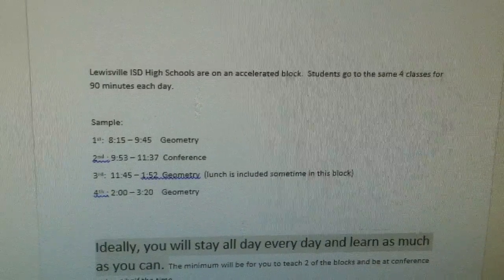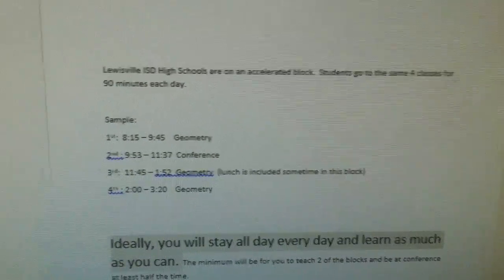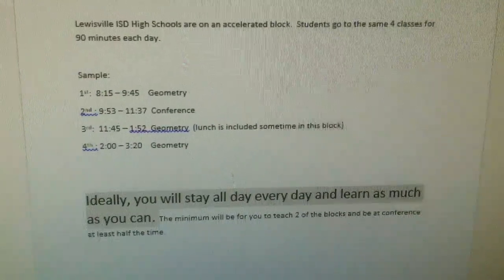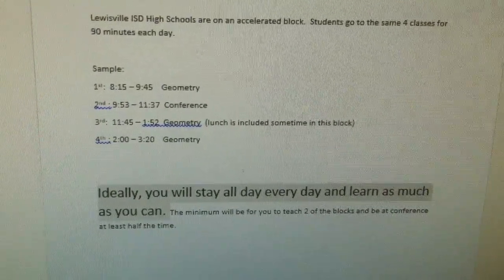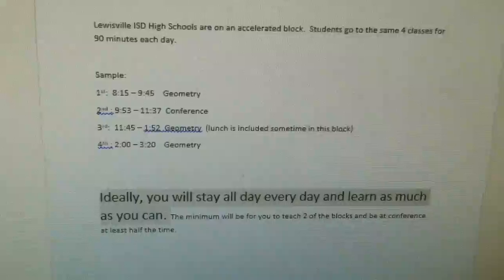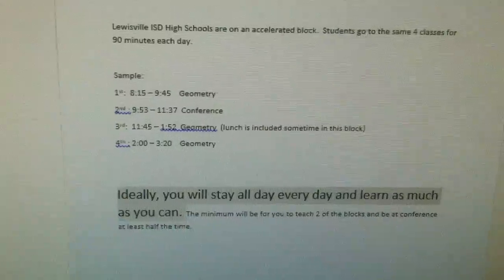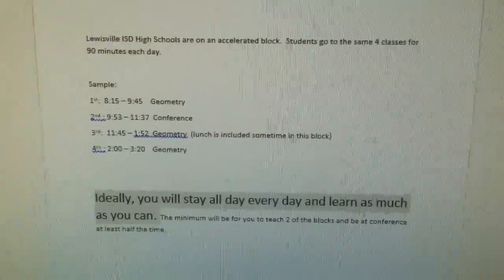All right, let's look at Lewisville High School. Lewisville High Schools are on an accelerated block. Students go to the same 4 classes for 90 minutes each day. Here's a sample schedule for a Lewisville teacher. Ideally, you'll stay every day, all day, and learn as much as you can. But in Lewisville High Schools, the minimum will be for you to teach 2 classes and be at conference at least half the time. So in this schedule, you may be there for 1st, 2nd, and 3rd, or for 2nd, 3rd, and 4th.